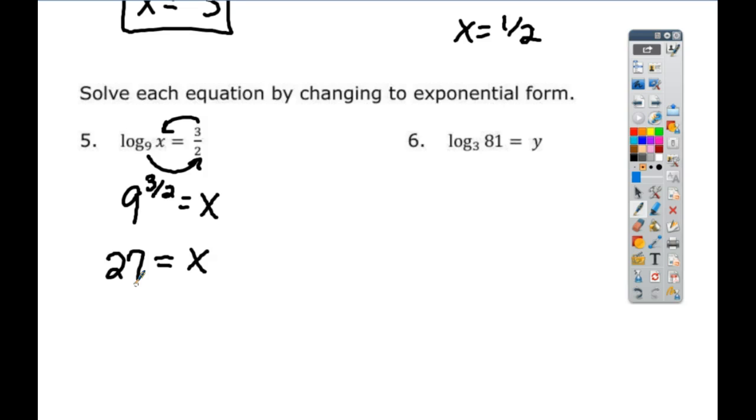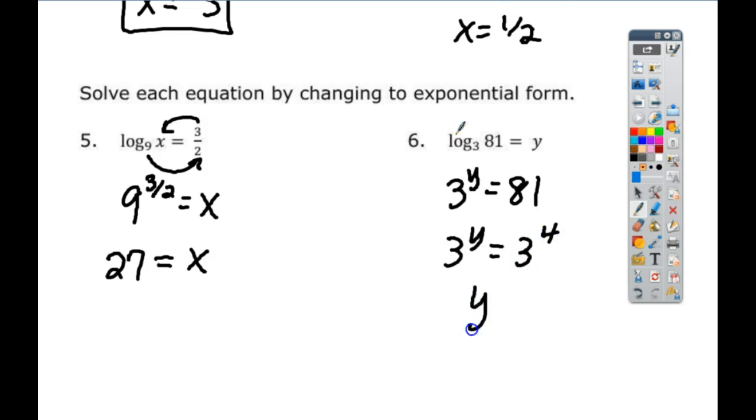So on the next one, how many logs? So what do I have to do? I have to do the circle. So I get 3 to the y equals 81. I want common bases of 3. So what's 81 with a base of 3? So what does y equal? Is this difficult? Not at all.